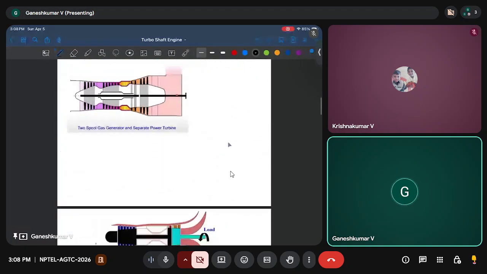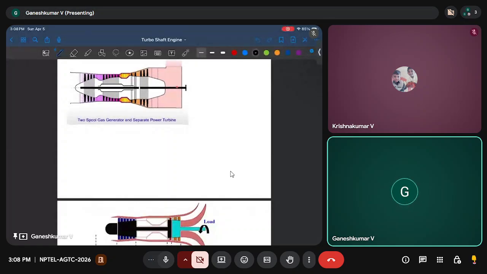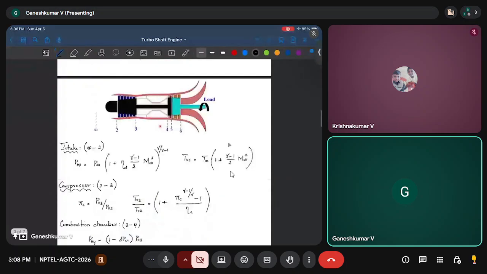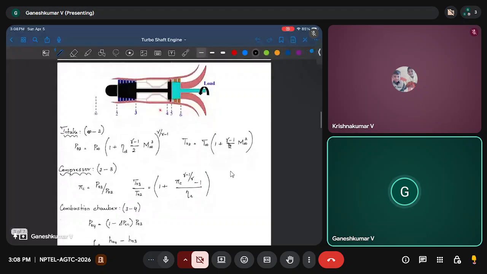So all these are two spool turboshaft variants. Okay, so now you are very good at how to identify these. I'm not going to get into details. But let's look into the cycle performance analysis.